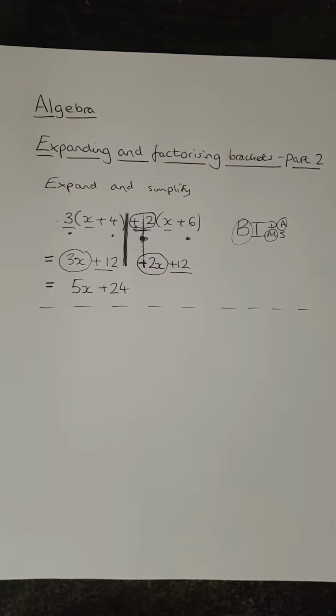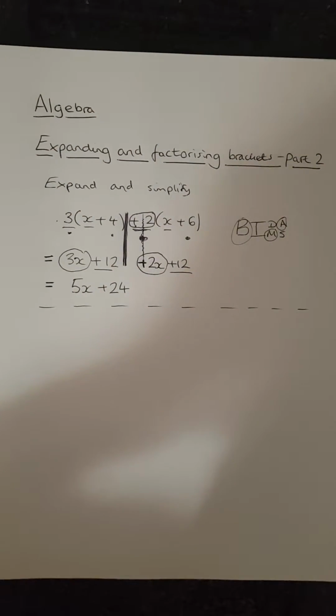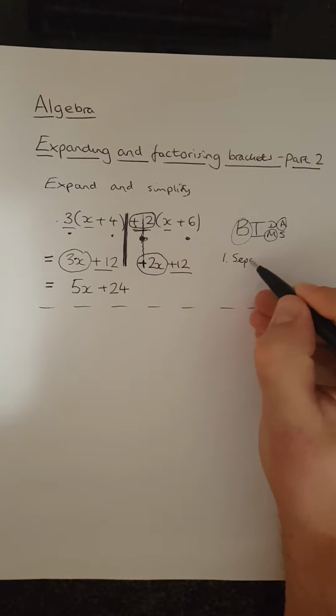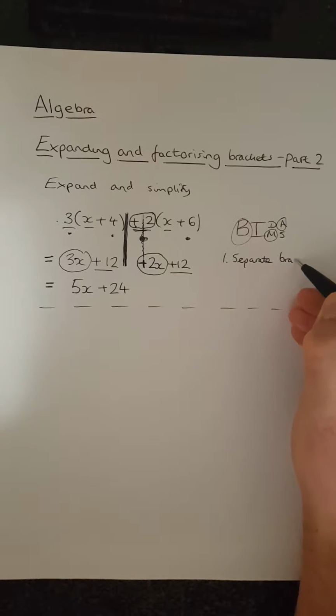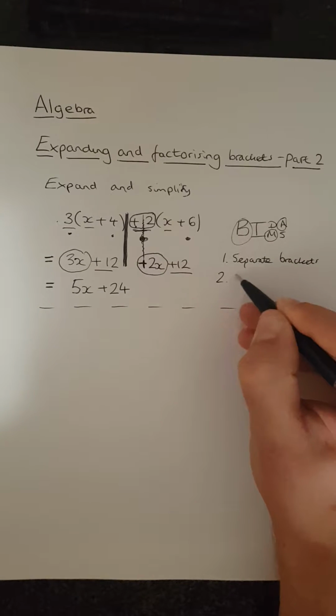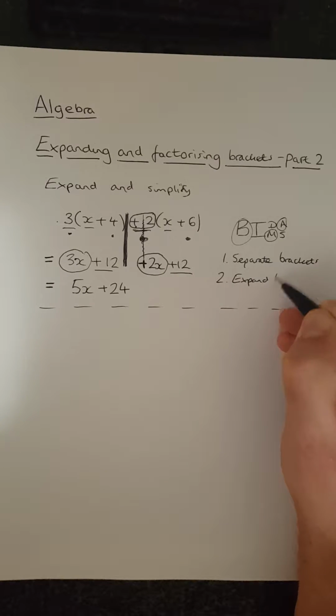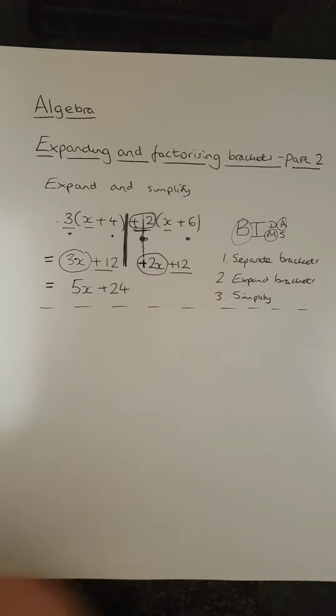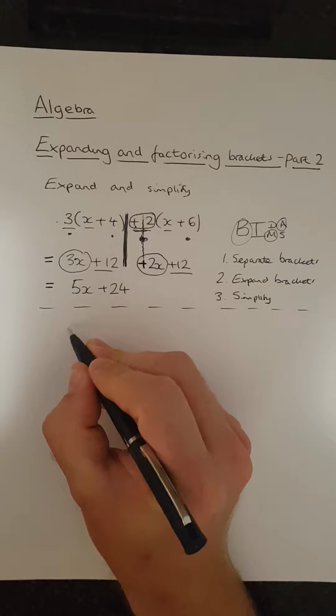What we've done so far then is we've looked at the basic principle, which is work out where to separate the brackets, work out how to expand each of those brackets, and then simplify afterwards. So separate the brackets, expand the brackets, and then simplify. So here we go.